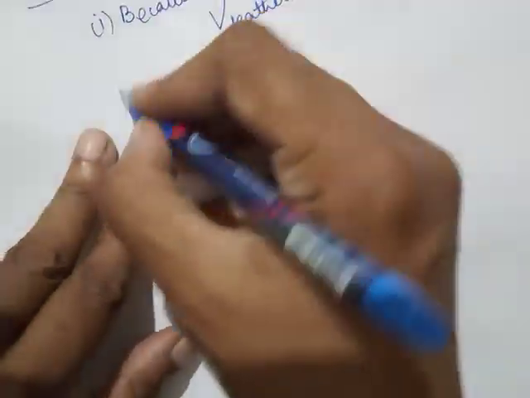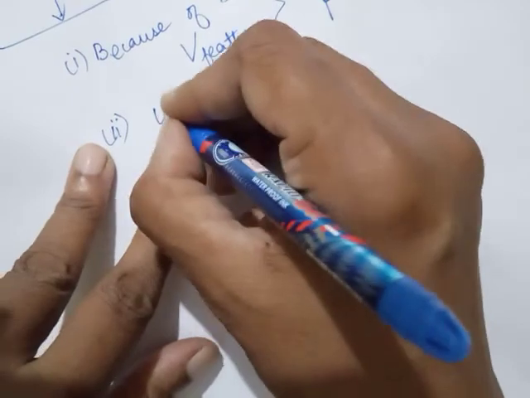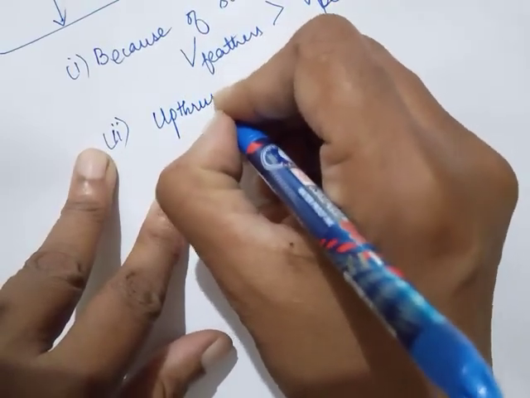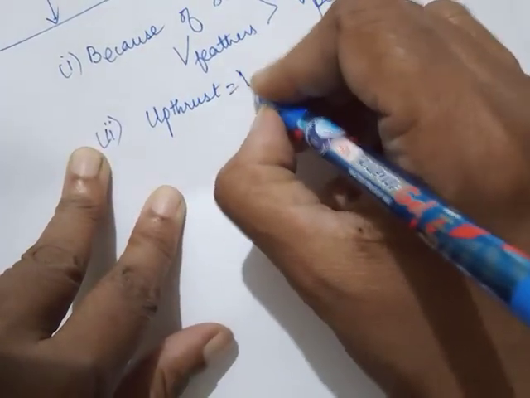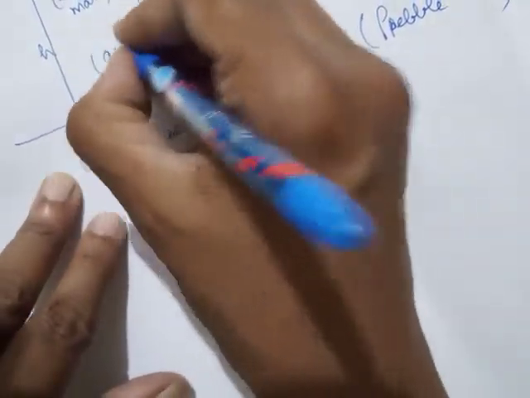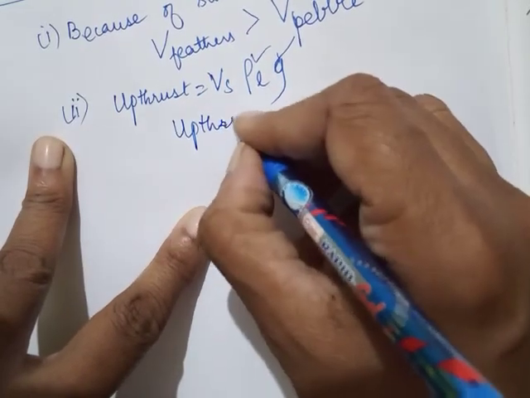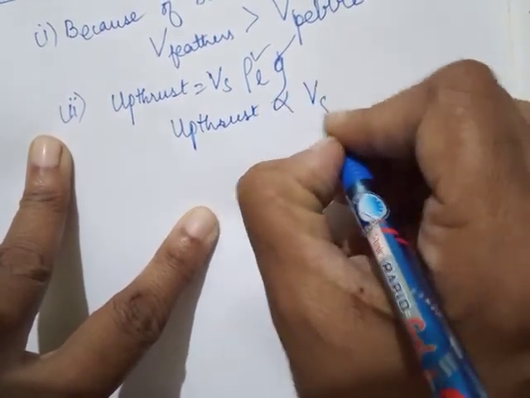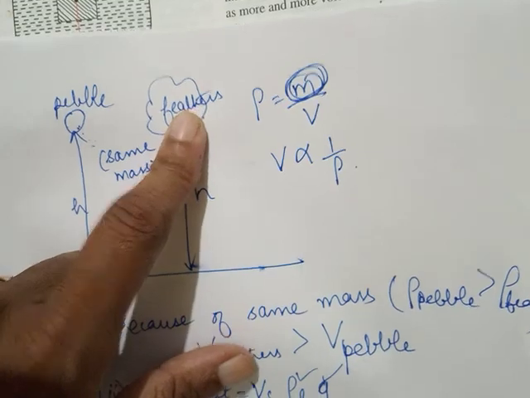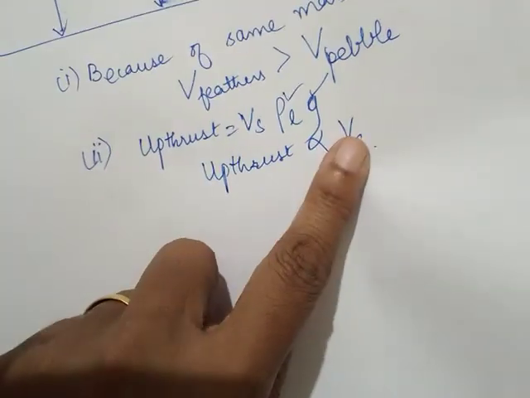Now we know upthrust. What is the upthrust formula? Volume of solid into density of liquid into g. Now both are falling in air, so the medium is the same. Both are falling in the same air, so g is also the same. So the only thing is that upthrust is proportional to the volume of solid. Which is having more volume? The feather is having more volume, so the upthrust on the feather will be more.